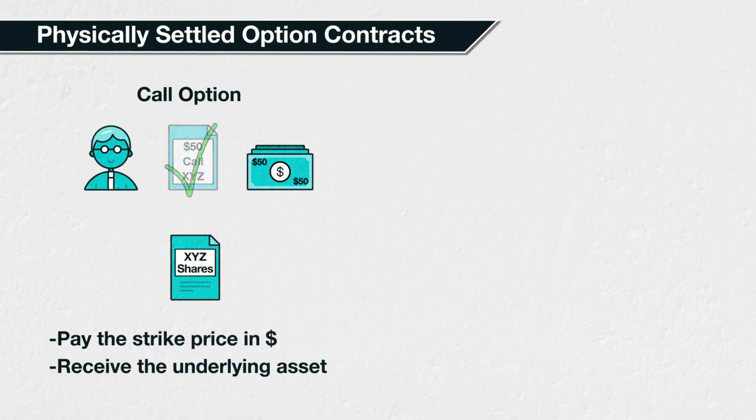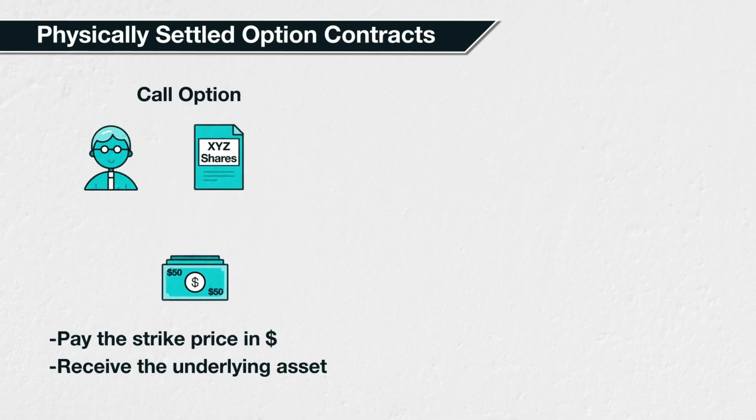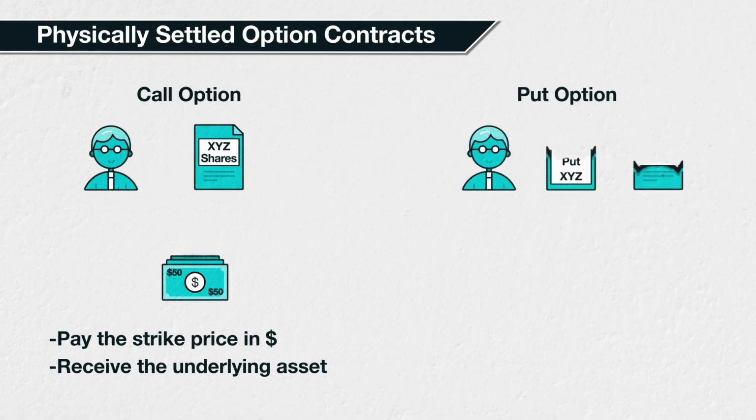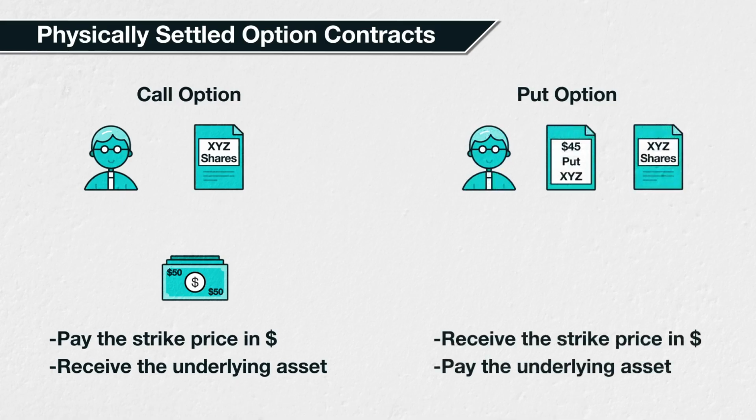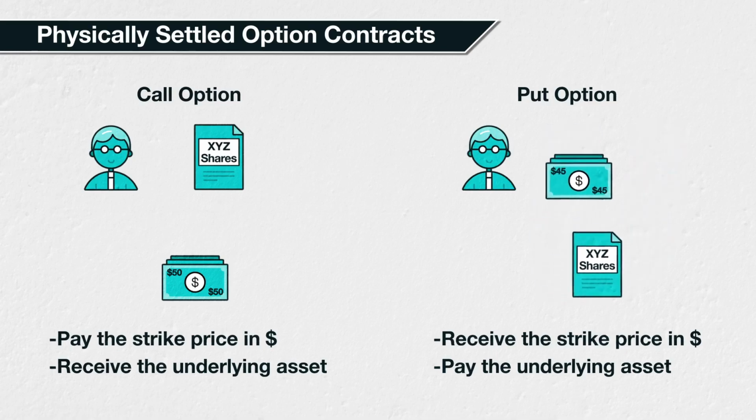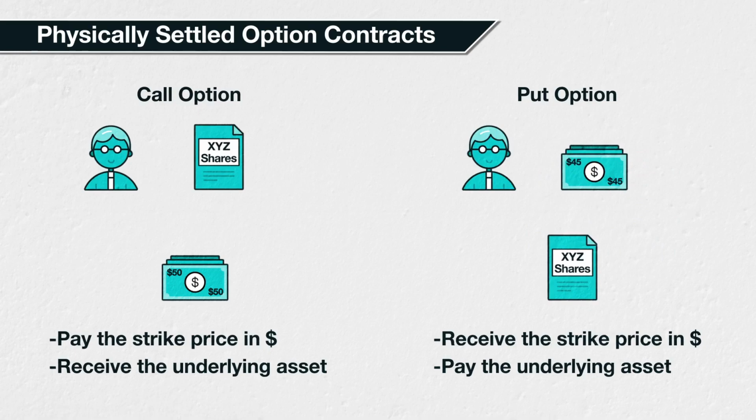As it is a physically settled contract, the option buyer receives the shares and must pay $50 per share for them. This works similarly for physically settled put options. Imagine a put option for XYZ with a strike price of $45, and let's assume this contract is physically settled. When it is exercised, the put option buyer is exercising their right to sell XYZ at $45 per share. As it is a physically settled contract, the put option buyer unloads their shares of XYZ and receives $45 per share for them.